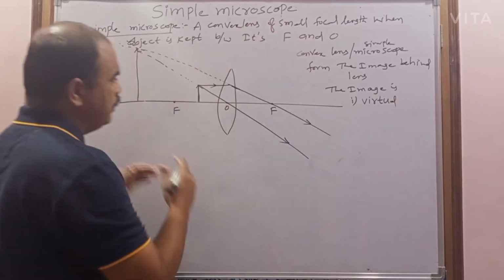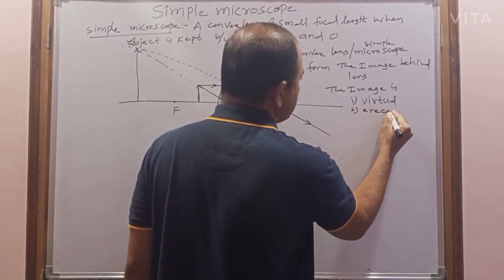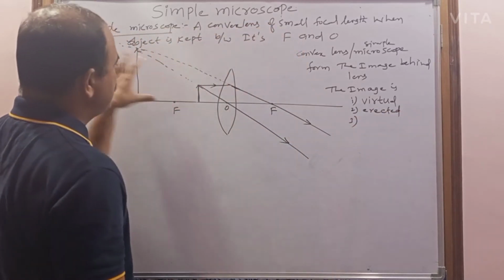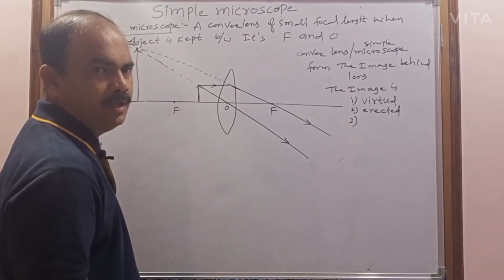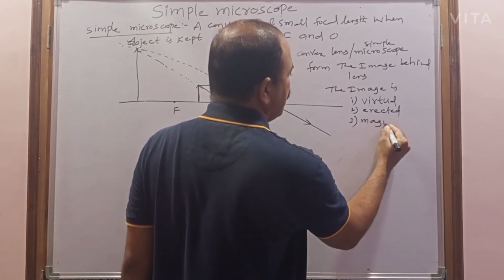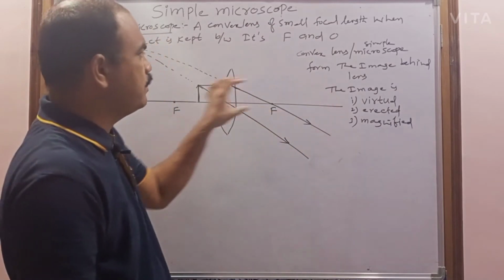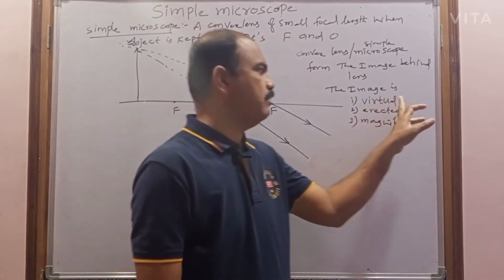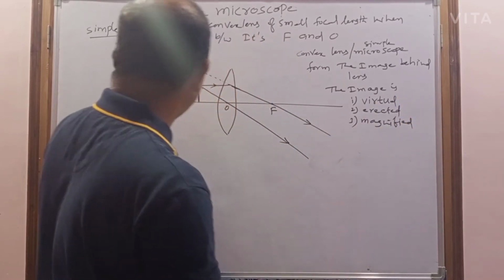And how will it be? It will be above the principal axis, so it is an erect image. When we compare the sizes, the size of the image is more and the size of the object is less, so it is a magnified image. These are the characteristics of the image formed by a simple microscope. It forms a virtual, erect and magnified image.